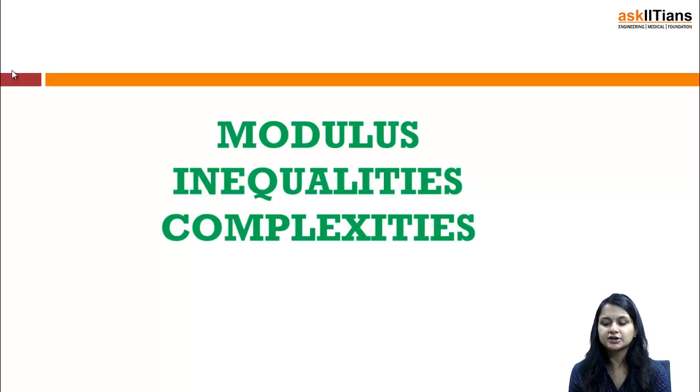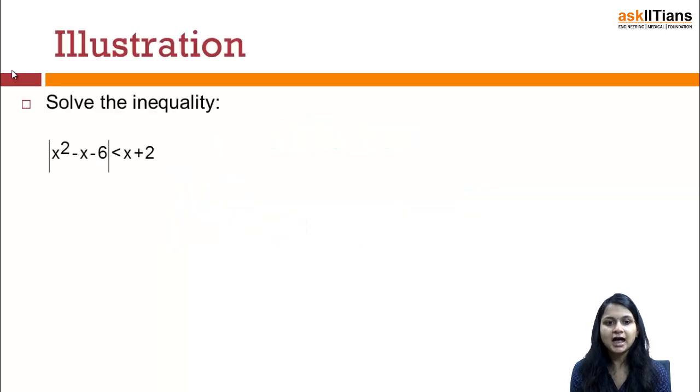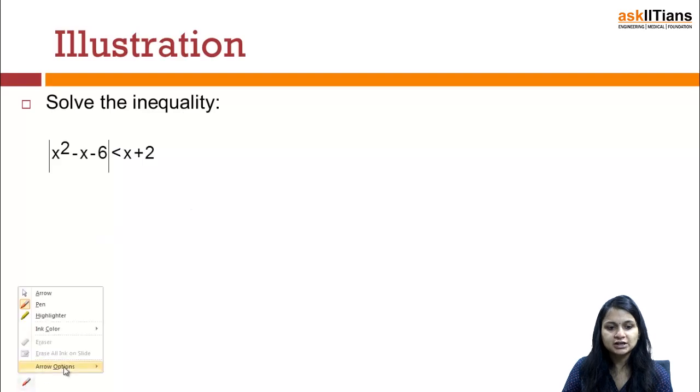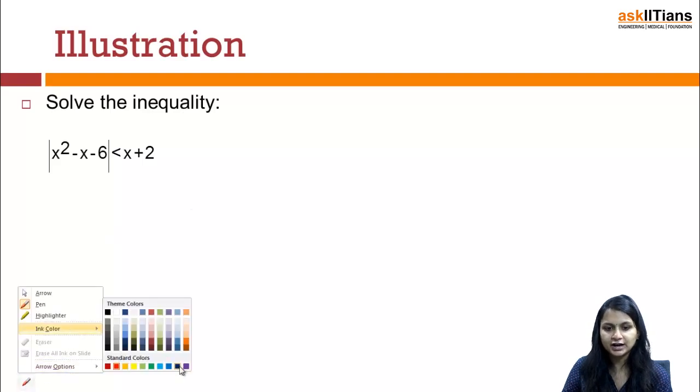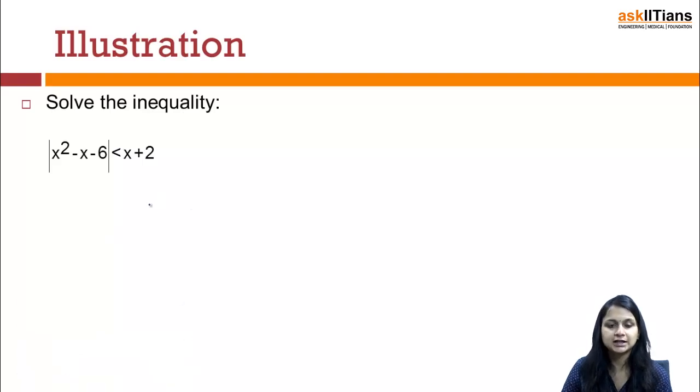Okay, so let's see the first illustration. Here I have to solve the inequality in which mod of x square minus x minus 6 is less than x plus 2. Now, there is a unique method by which we should be solving these kind of questions so that we don't make any mistake. What is that? Whatever is present inside the mod function, let's see when it changes its value.